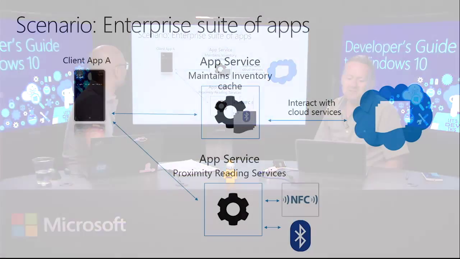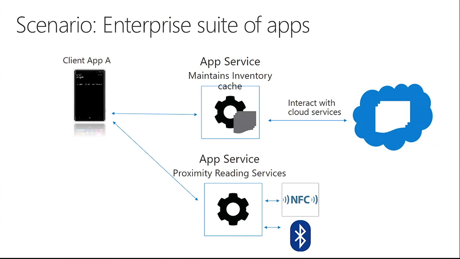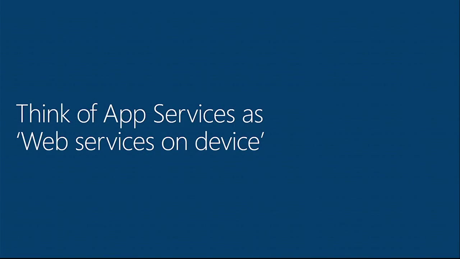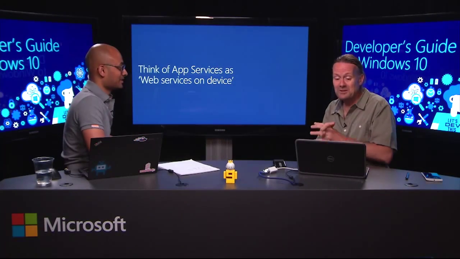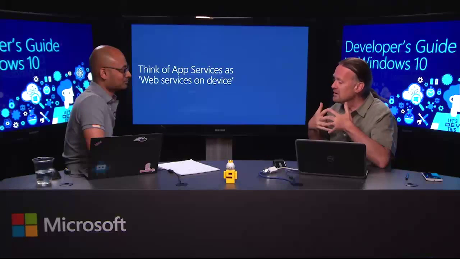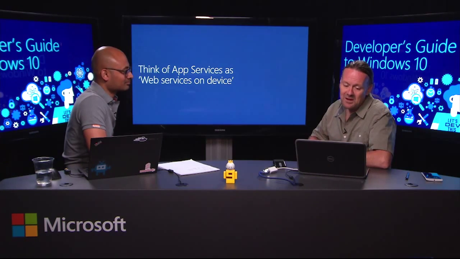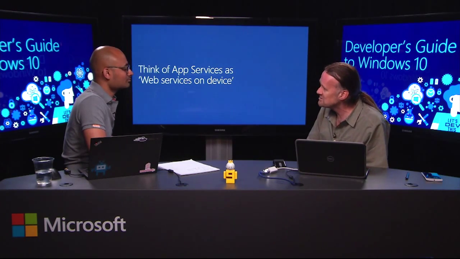You could have an enterprise suite of apps where you've got different background app services that provide specific services to this collection of apps that all need access to some of these features. It's just a nice way of componentizing certain bits of functionality. There's plenty of things you could dream up for it. Hopefully people will use this feature a lot. We put it out there, and actually a lot of our first-party apps are already using app services for some of their tasks. So very much think of this as web services on device, or device services.